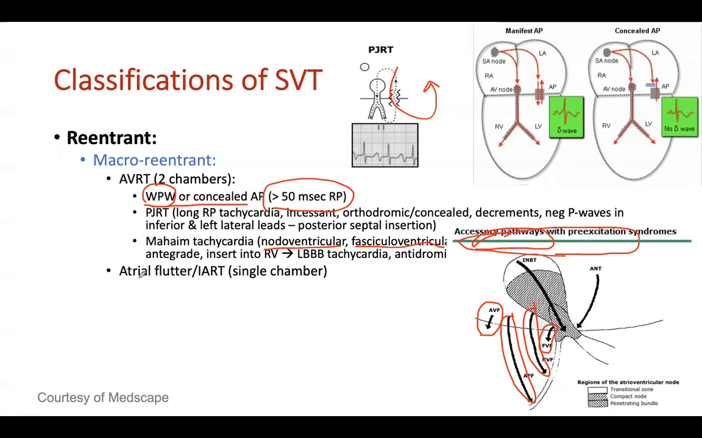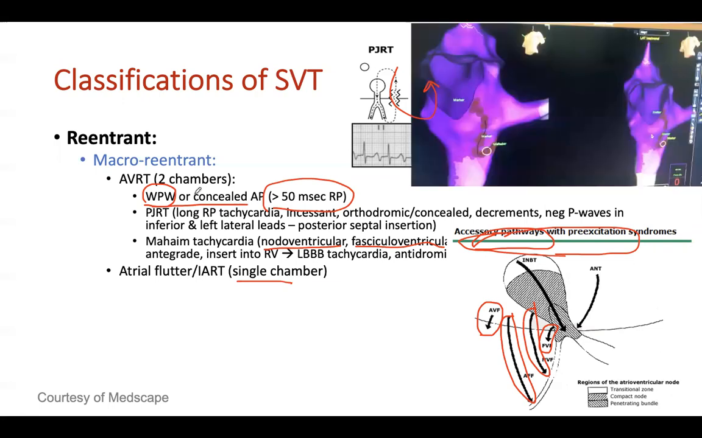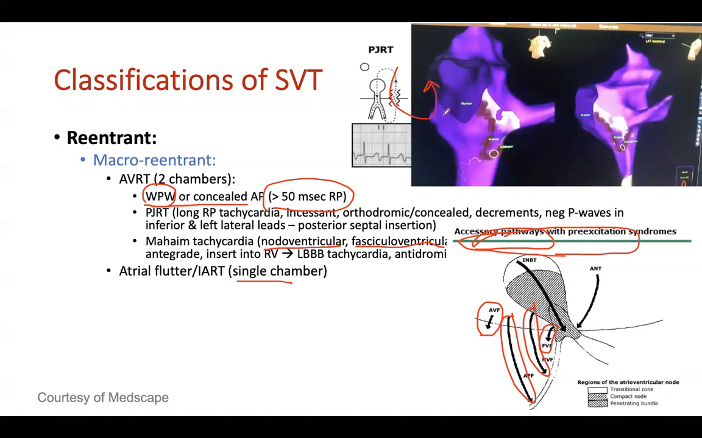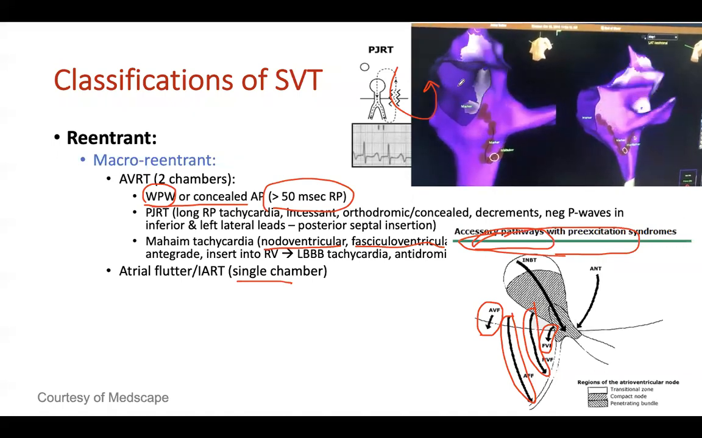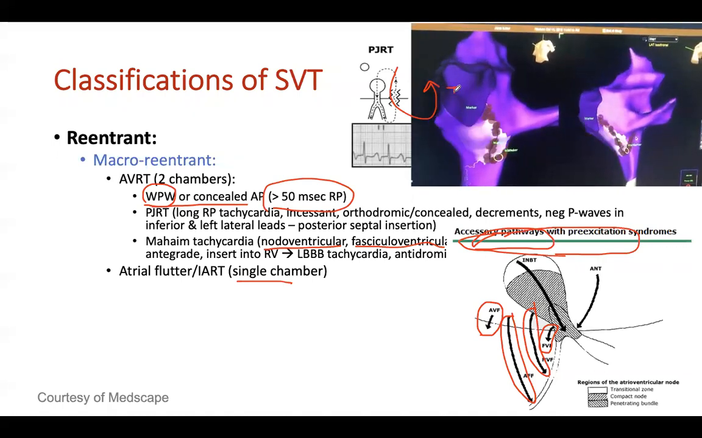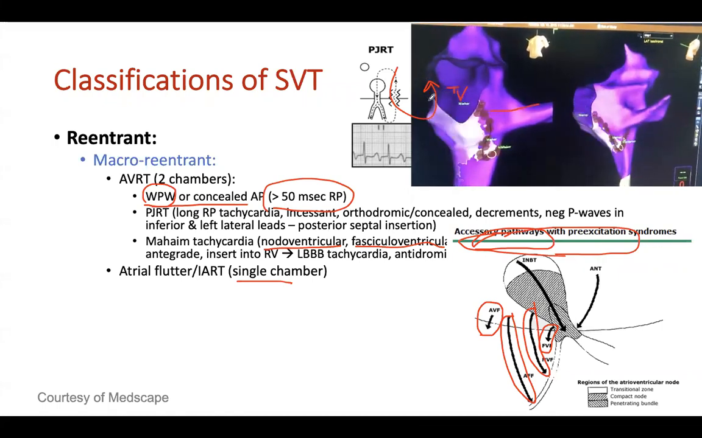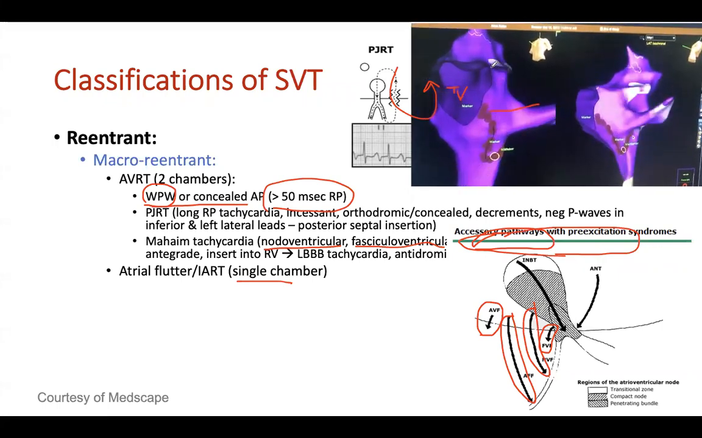Microreentry, flutter and intra-atrial tachycardia are also microreentry, but they involve one chamber, which is the atria. Those involve two chambers, the A and the V. Okay. Anyways, we all know flutter. Flutter is just a re-entry that is traveling around the tricuspid valve. This is your tricuspid valve here. And then this is your CS here. Okay. So if you follow the white, the white is your electrical activation.